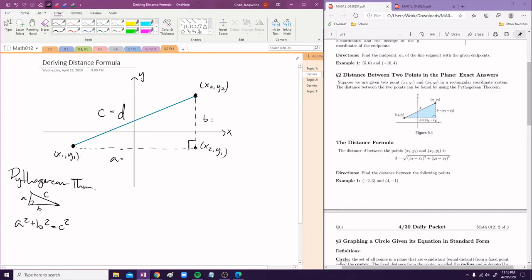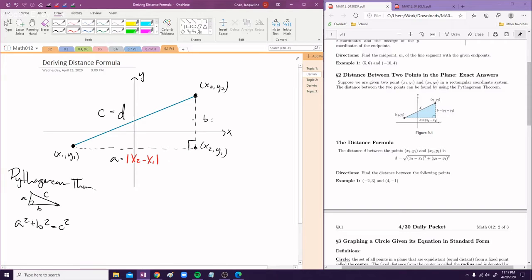For A, it is the horizontal distance. So how can I do that? The horizontal distance is your x coordinate. Let me write it in different colors since there's a line here. It's going to be the distance between x2 and x1, and I'm going to put absolute values because it's a distance. If you subtract them and get a negative number, you take the absolute value so you get a positive number, so it's the distance.